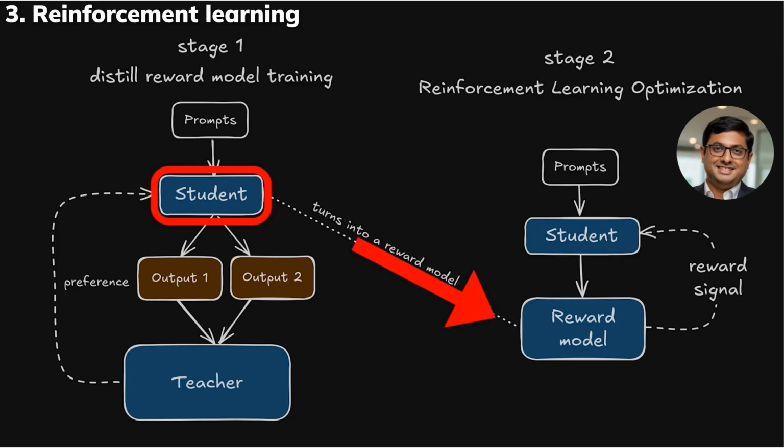Next is RL-based distillation. Like in RLHF and RLAIF, the student model is fine-tuned twice. First, the reward model is trained using the teacher. In the second step, the trained reward model is used to again train a copy of the student model using RL algorithms to improve its policy.